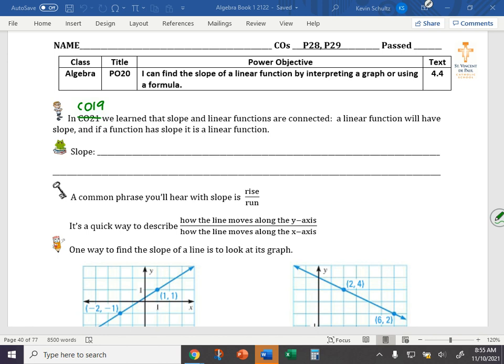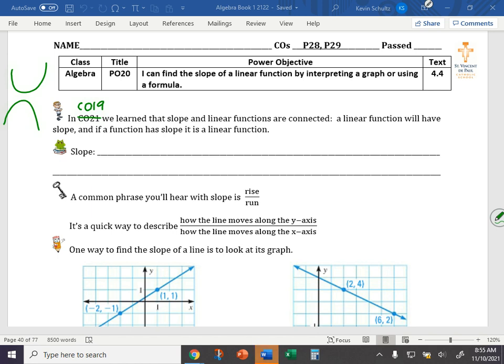Okay. So we're going to define slope. We did it yesterday. Parabolas are graphs that either go like that or like that. They're a different type of equation, but we'll get to all that later on.